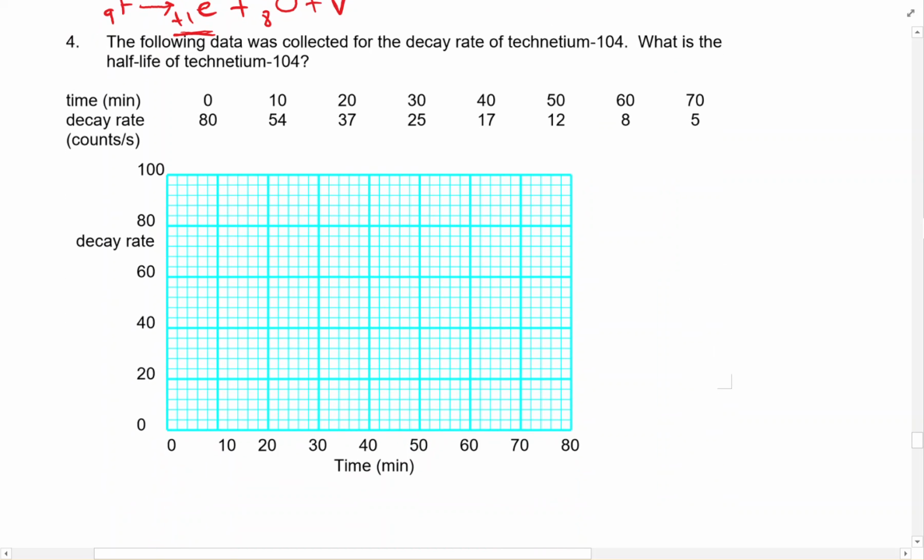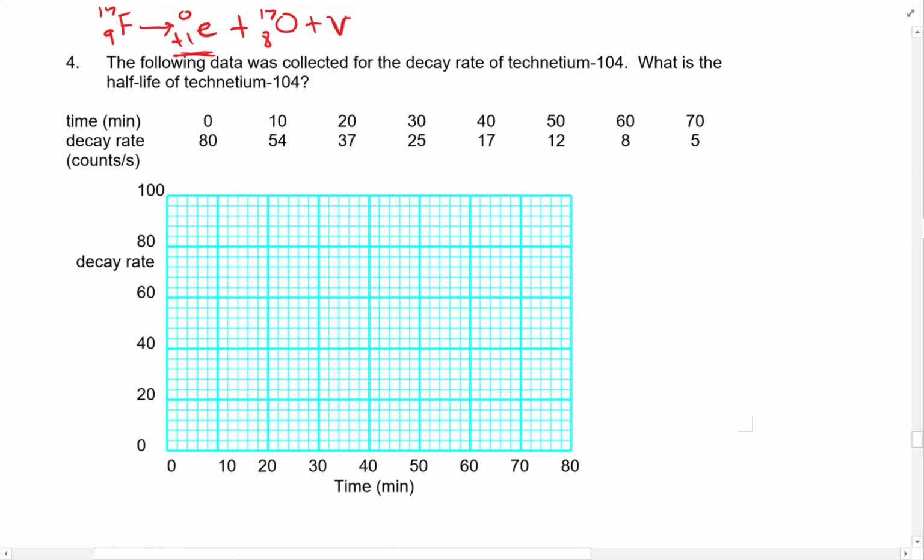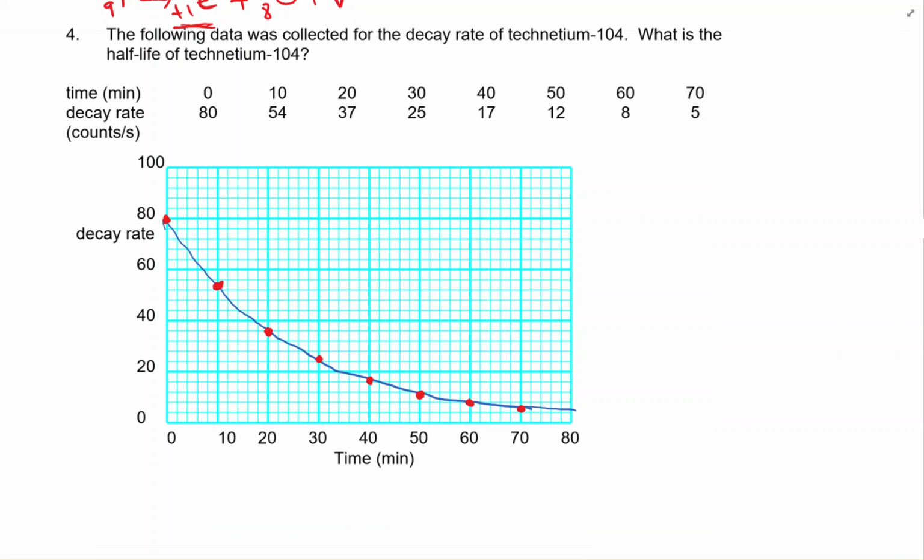All right, last one. So we're going to do a graph here. I think what I'm going to do is, you take a second, see if you can graph all these points, and then we'll do it together. So I'm going to pause it and then just throw it up on the screen here. Okay, so there is our graph after you plot the points. And now it just says, what is the half-life of technetium?